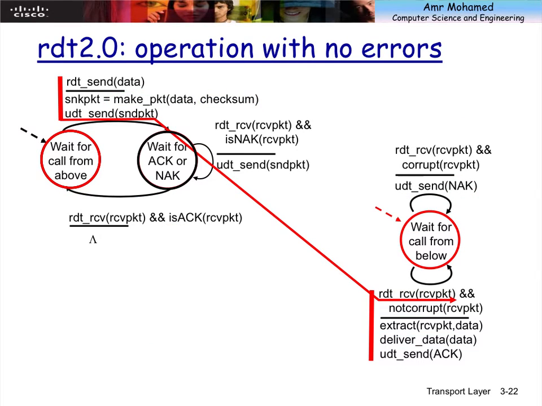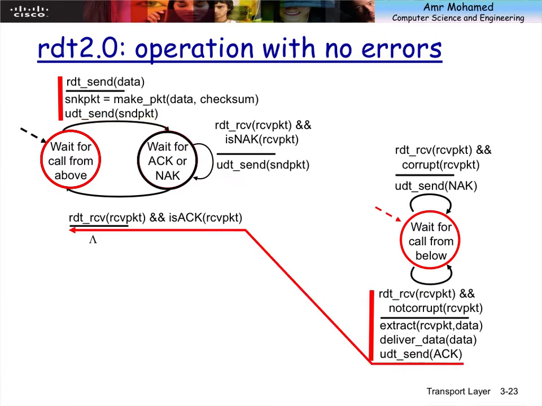So that's the sequence. If I wait for a call from above and I receive the reliable data send, I make the packet and I send it, which will trigger either this or this. If the packet is uncorrupted, non-corrupted, معناها this is the happy path. I extract the packet and send it above, and then I send the acknowledgement. ماشي? So that's what I do.